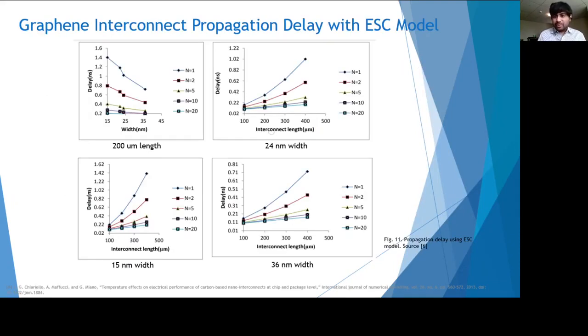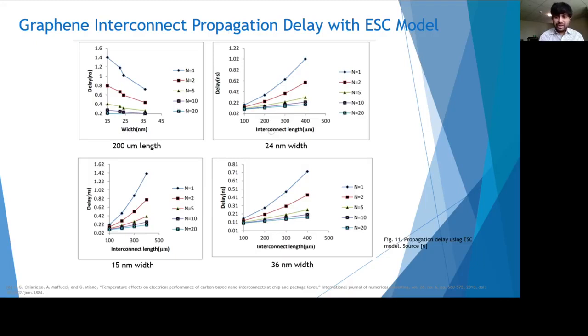Alright, so let's look at propagation delay. So how does width and number of channels affect it? So the top left graph confirms that for a given width, delay decreases by a factor of n, where n is the number of layers. The top right and bottom graph show that having a large number of layers can compensate for increases in length, which makes it ideal for global interconnects.